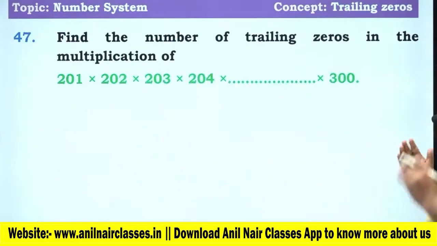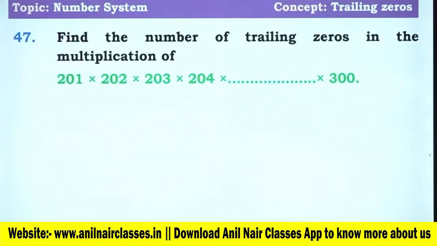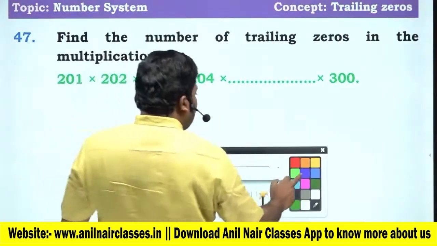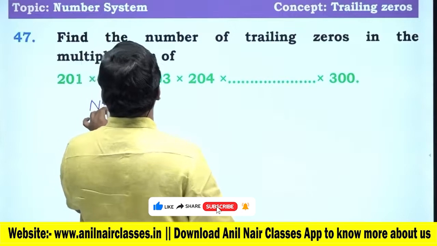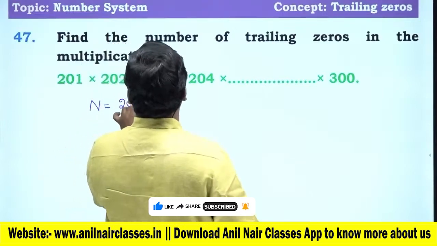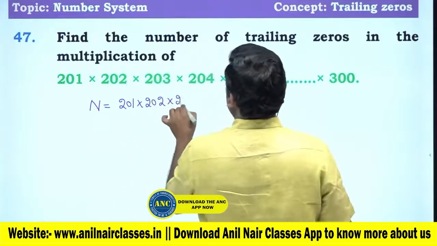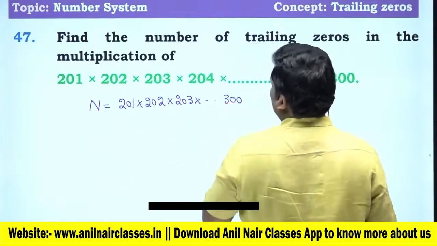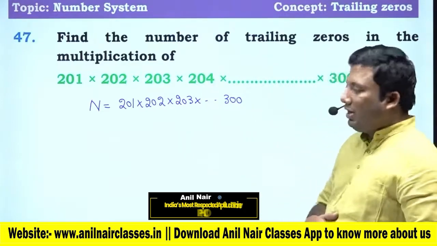Good questions. Please try to solve it. See this question. Find the number of trailing zeros. I want the number of zeros at the end. In the multiplication of these also, we discussed in session number 1: 201 into 202 into 203 and so on up to 300.